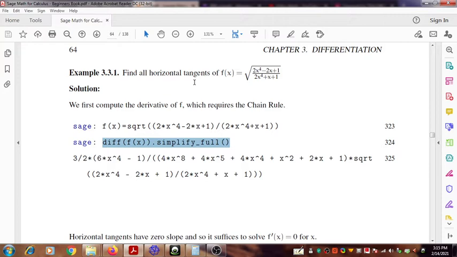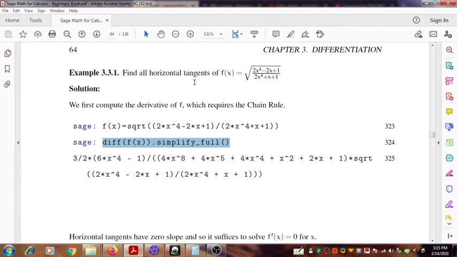We don't know at this moment whether there exists a horizontal tangent, but if that exists, you can easily say that the slope of that tangent is equal to 0. Since the horizontal tangent is parallel to the x-axis, the slope of the tangent must be equal to 0.